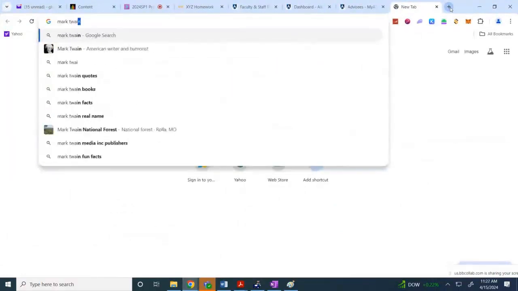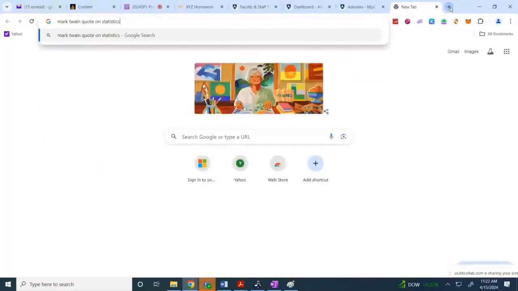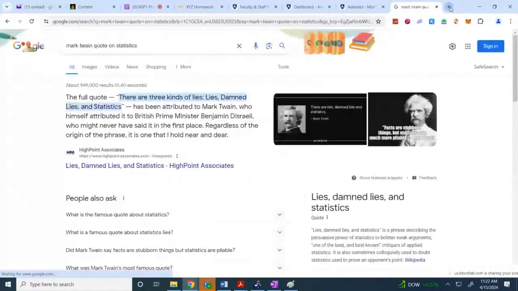Mark Twain. And this is the quote that he says. There are three kinds of lies. There are lies, there are damn lies, and then there's statistics.